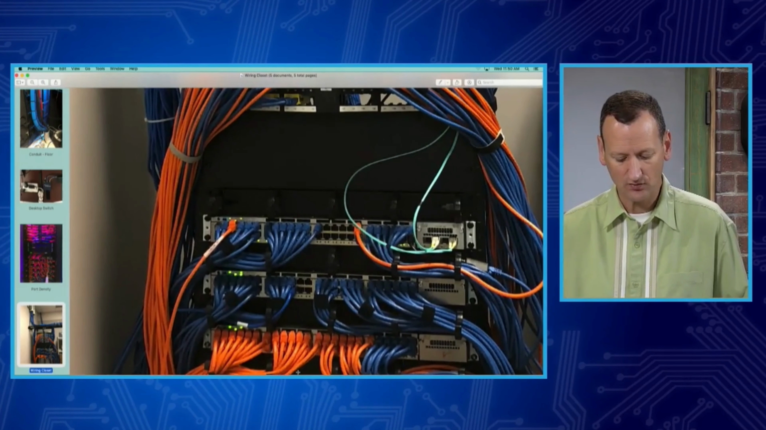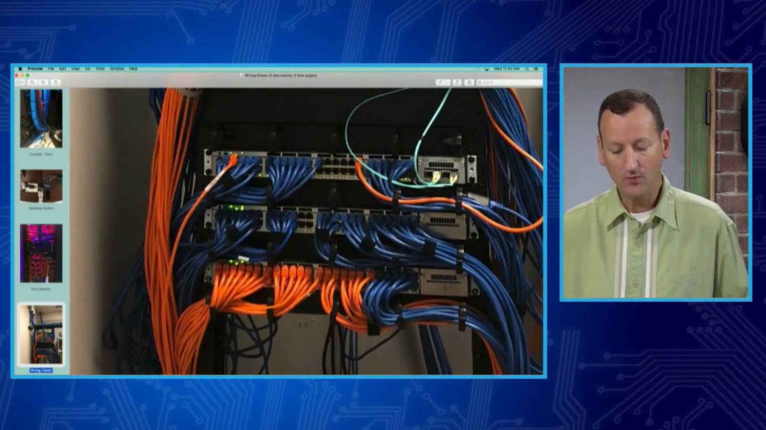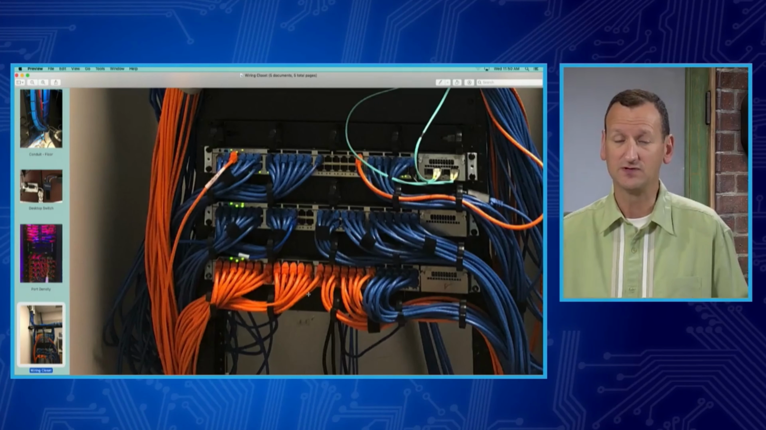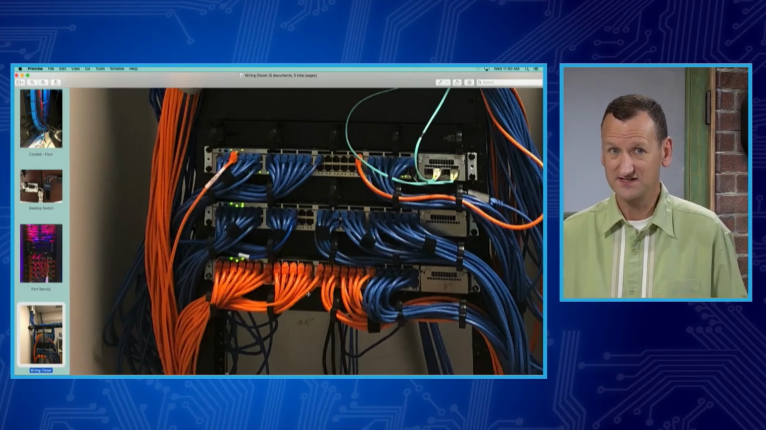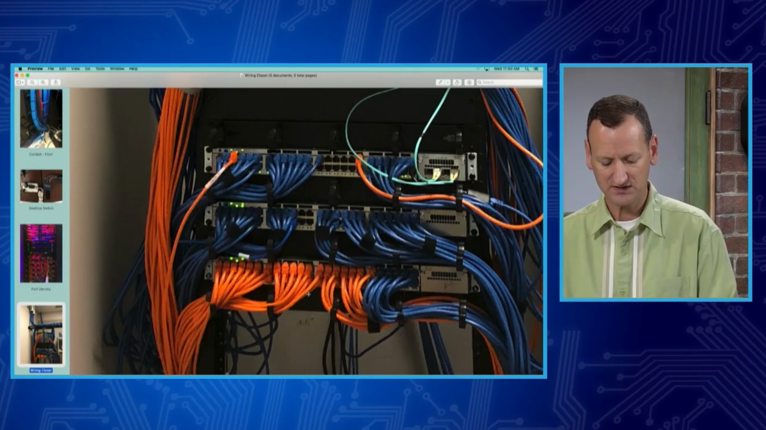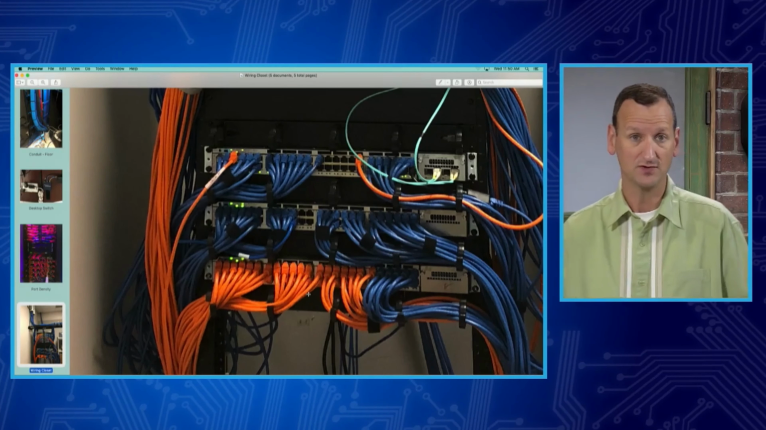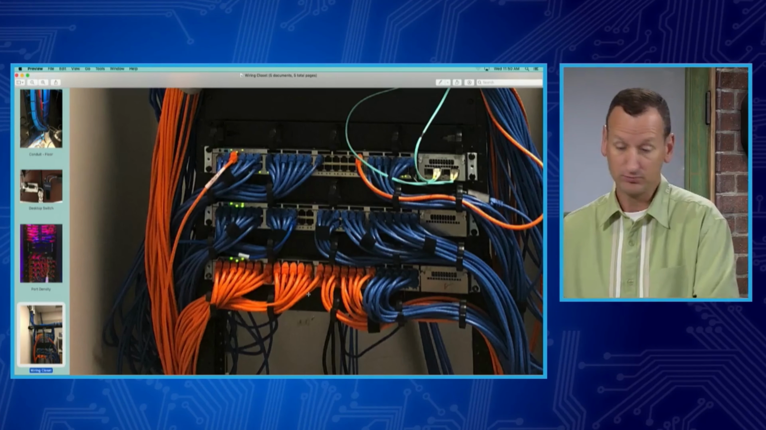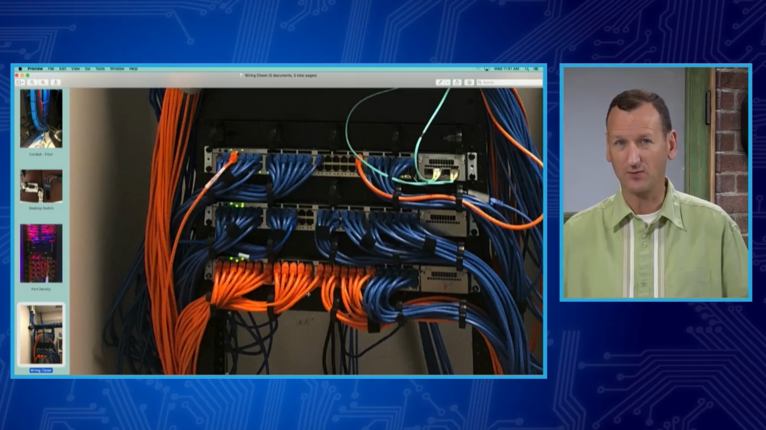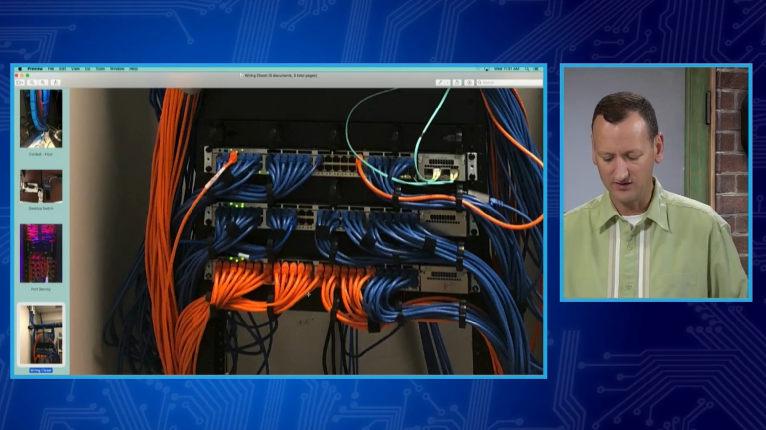Now, notice how some of these are orange and some of these are blue. People will often use colored cables to help identify what the device is. And I actually don't know in this particular picture, but maybe orange are VoIP phones and blue are computers. Or maybe it's that blue is one department and orange is another department. So it's a visual indicator that they're using.